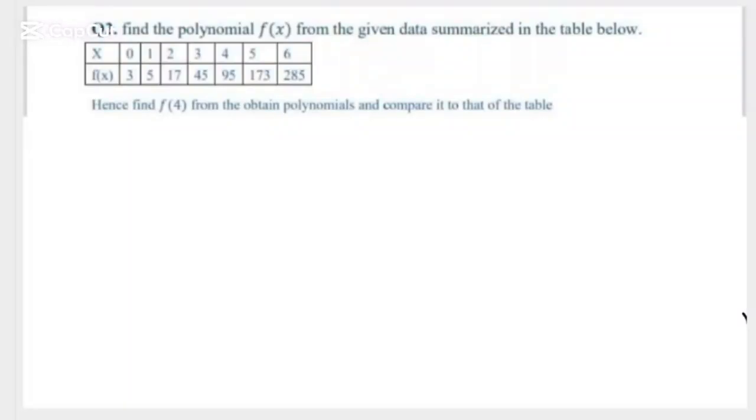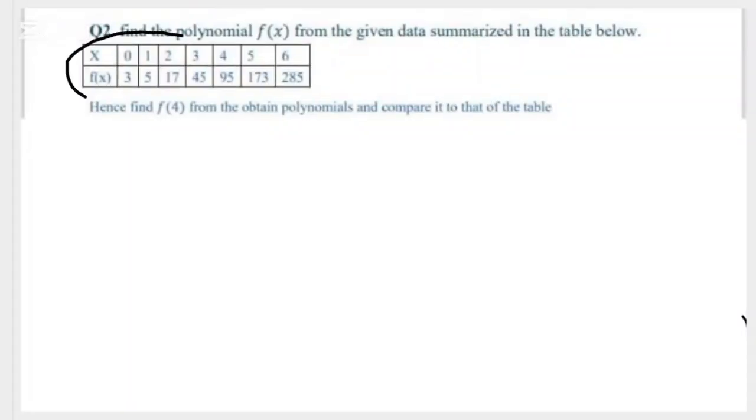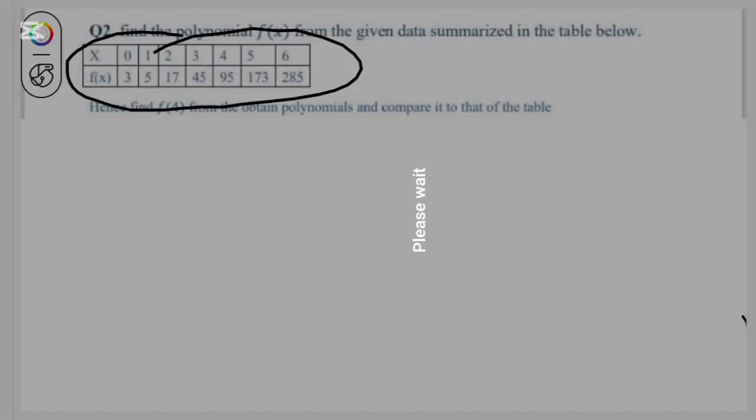Find the polynomial f of x from the given data summarized in the table. So we are given this table, and hence we are to find f of 4 from the obtained polynomial and compare it to the table.